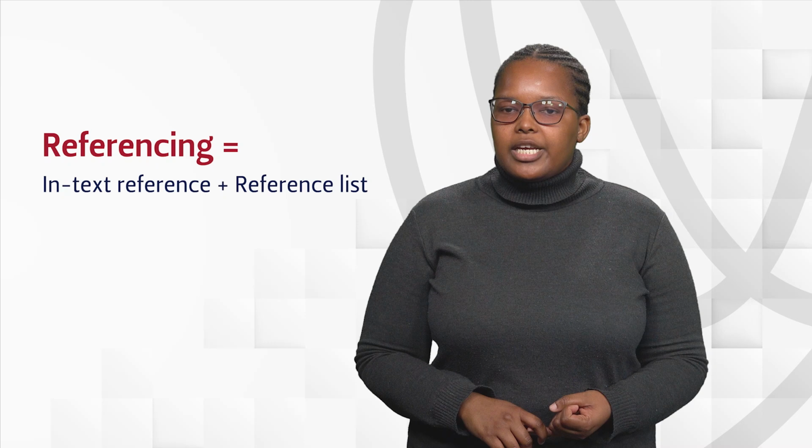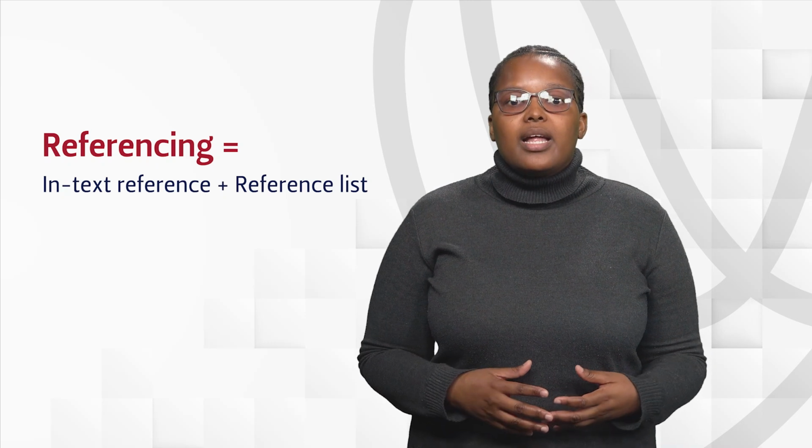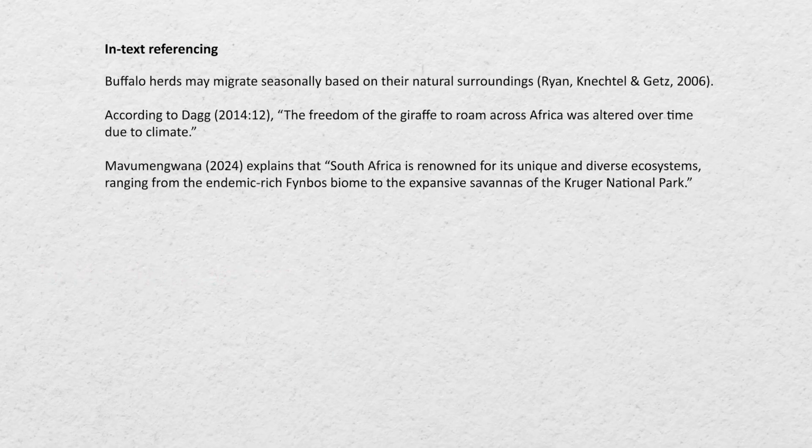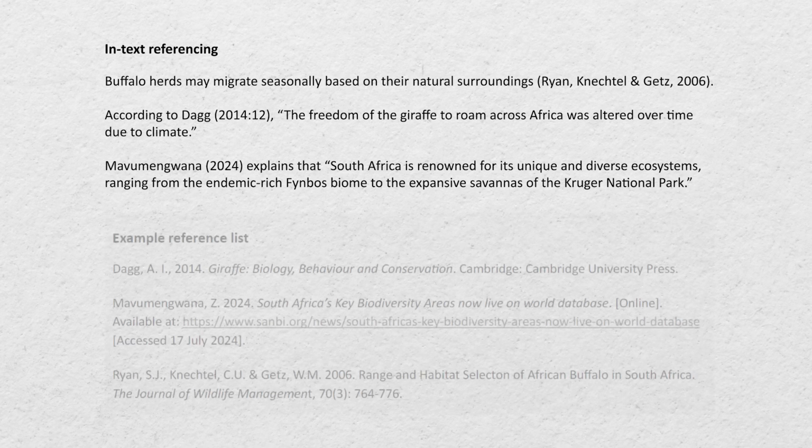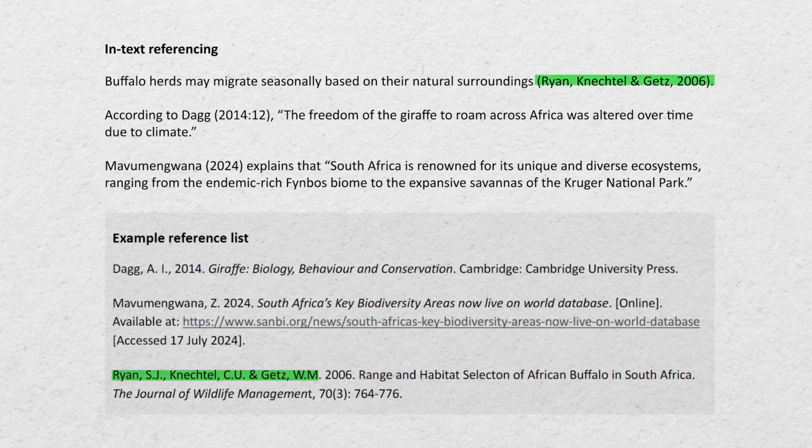So far, we have explained two aspects that make up referencing in academic writing. These aspects are in-text referencing or citation and the reference list. Now, we can discuss how to link the in-text reference or citation to the reference list. Remember, an in-text reference or citation is a brief notation within the text that points to the full reference entry in the reference list at the end of the document. Both the in-text reference and the reference list entry must be present for the reference to be complete.